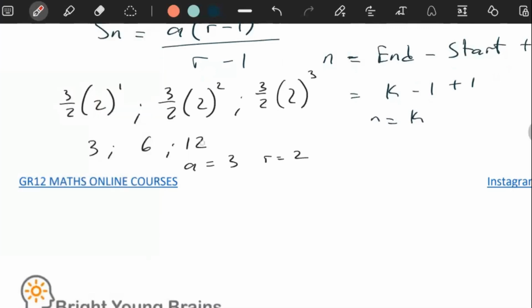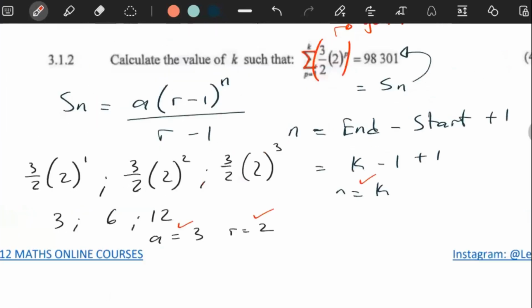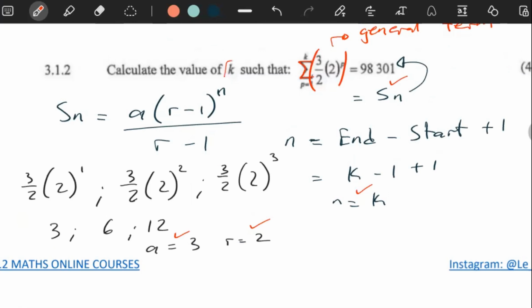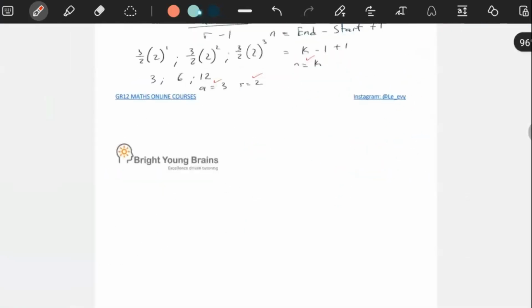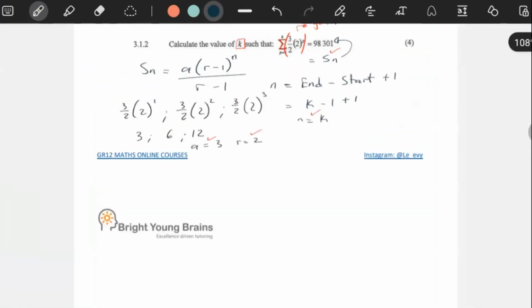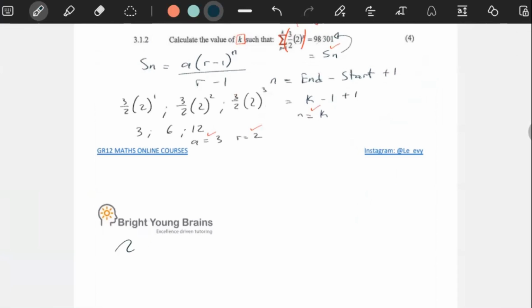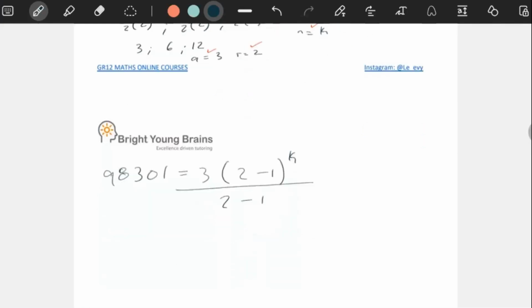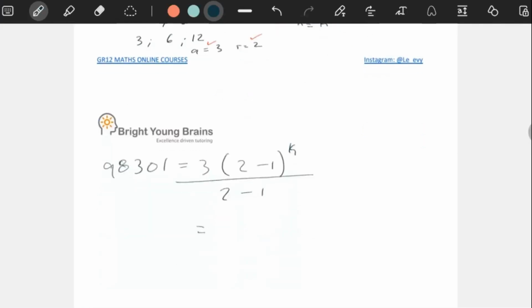So we have all that, which is important. We have A, we have R, we have N, and we have Sn. So we can easily then work out a value of K using our Sn formula. So carrying on, remember where we see Sn, we say that is equal to 98,301. A is a 3, R is a 2, N is a K, R is a 2, and then here we have 2 minus 1, which is a 1. So here, because there's a 1 down there, this is just straightforward. 2 minus 1 is just also a 1.